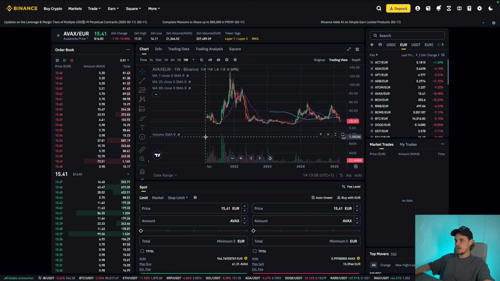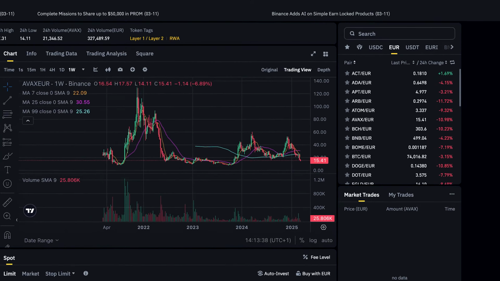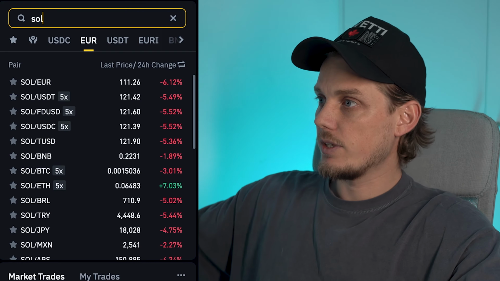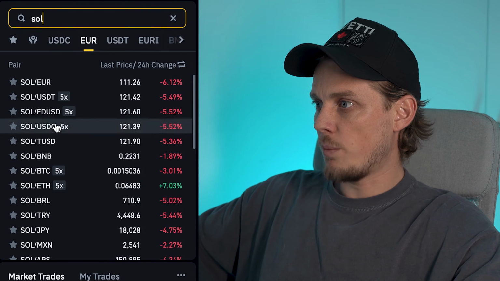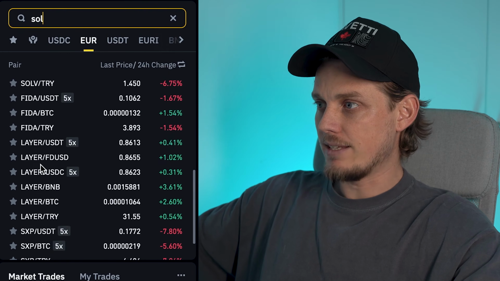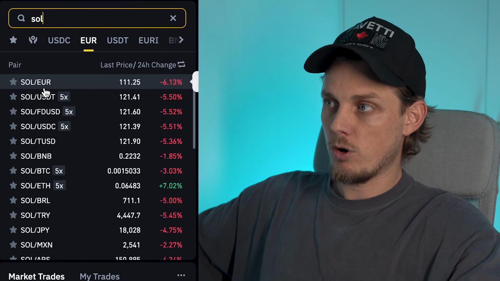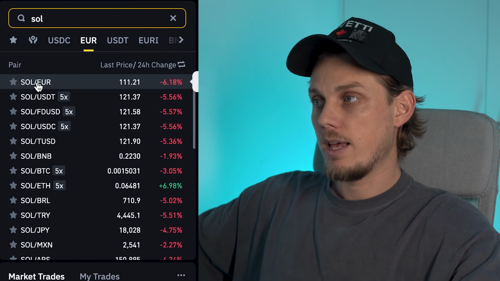Right, so now we're in here. You can basically search for any coin that is on the Binance exchange. Now let's go, for example, at Solana. So as you can see, there's a drop down of all of the different Solana pairs. So the pairs are what you're buying with. So in this case, I've got euros in my account. We're looking at Solana/euros.